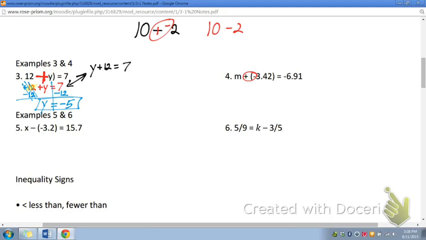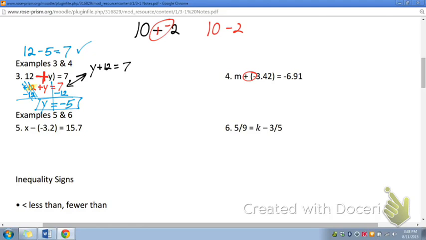Again, check that if you want. In the original problem, 12, and then if y is negative 5, it would say 12 minus 5 equals 7. Well, yes, 12 minus 5 does equal 7, so that checks out.